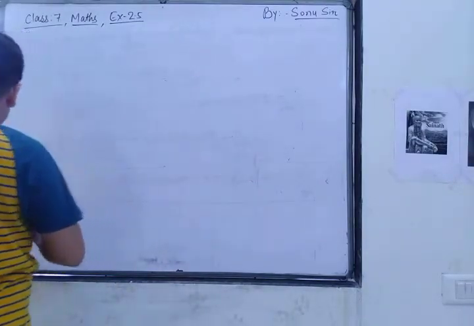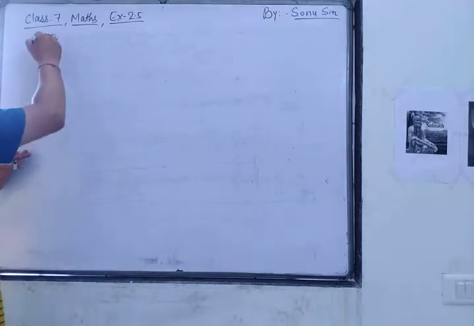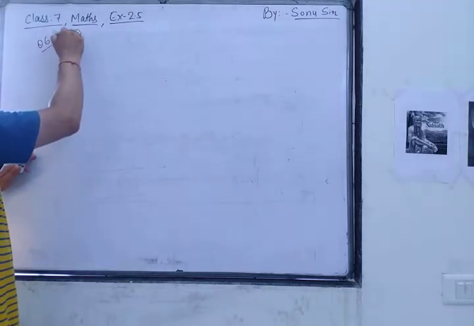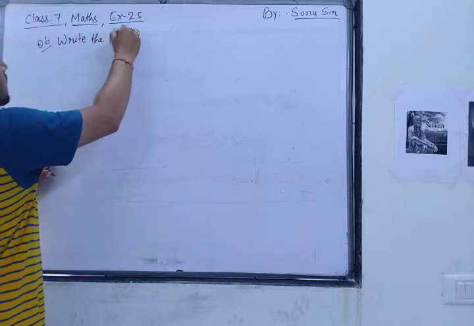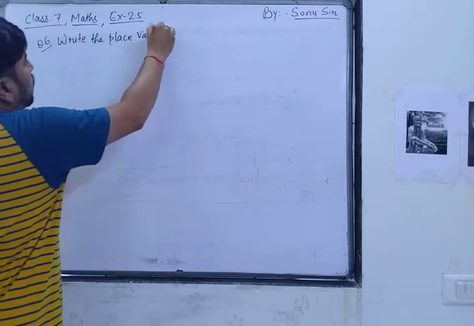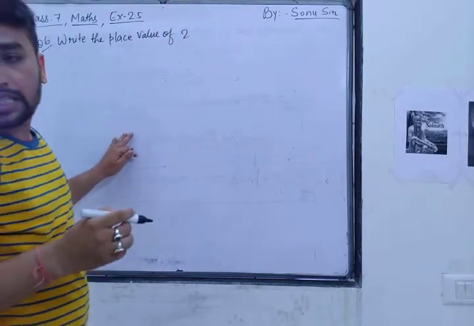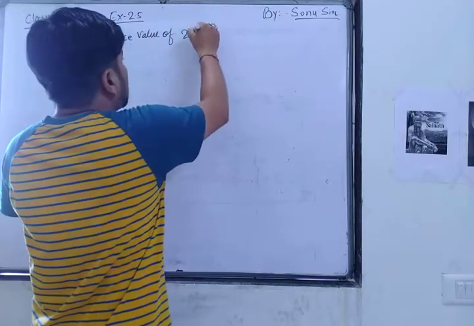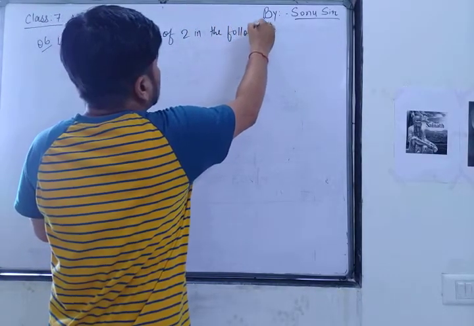What is question number 6? Question number 6 is: write the place value of 2 in the following decimal numbers.